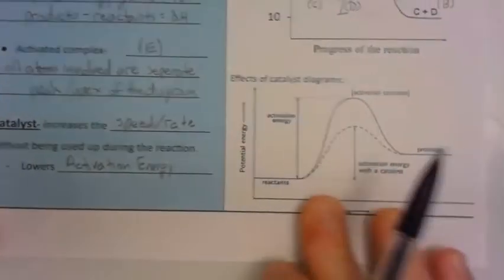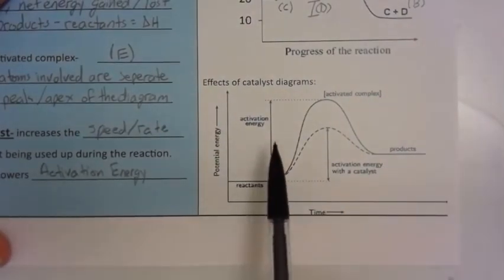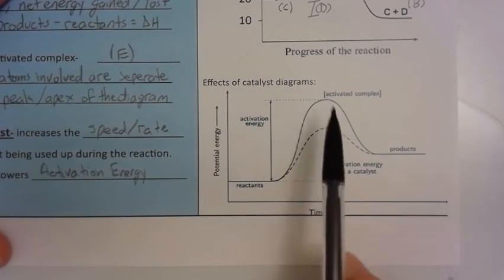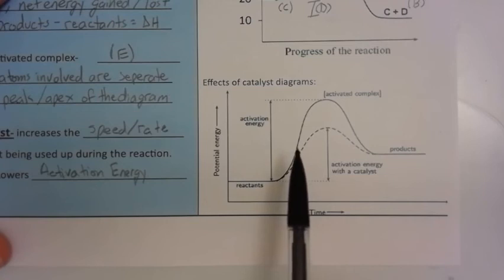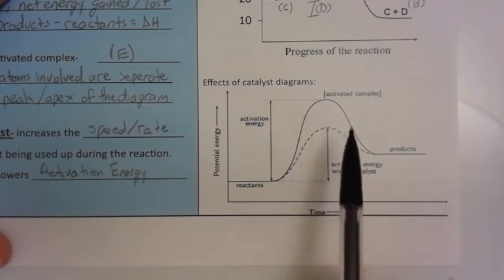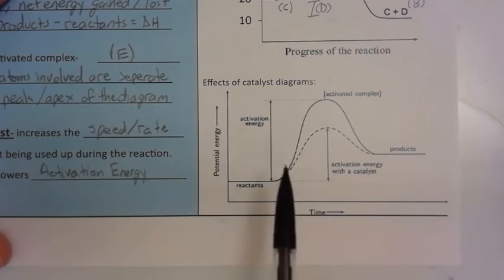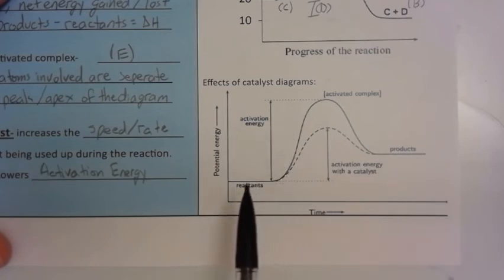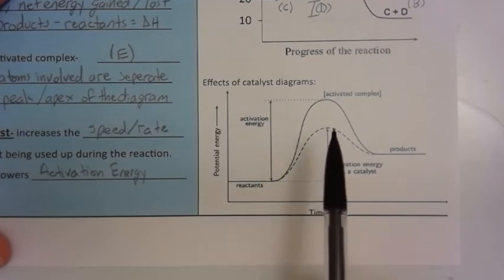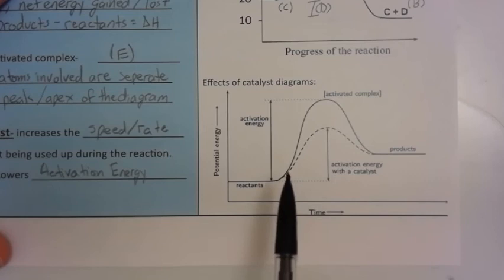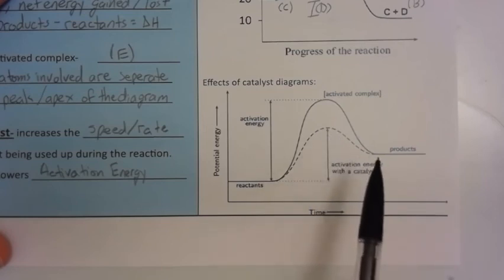Okay, so we can see here in this diagram, we've got the energy of our reactants, the activation energy up here with our activated complex, the products over here. So we've got this original solid line, which is the traditional reaction. And then once a catalyst is added to this chemical process, the only thing that really changes is the height of that hill that the reaction has to climb. So this activation energy requirement is actually this dotted line, and it's a much smaller requirement.